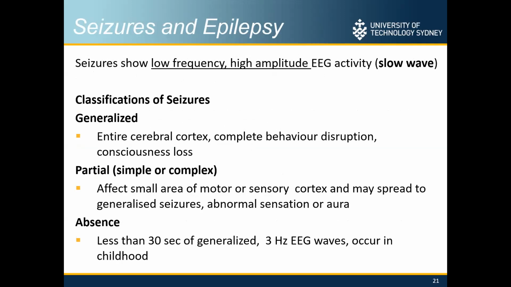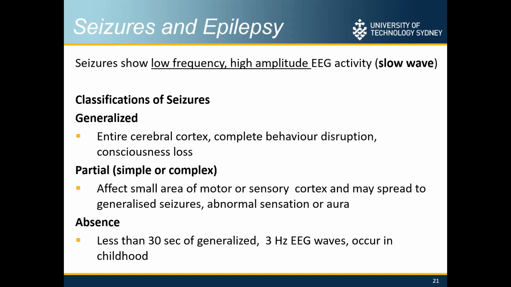So when you're looking at seizure activity in the brain, one of the things that you notice is that it shows an EEG trace with low frequency and high amplitude. Okay, so it tends to be associated with slow waves. And seizures can be classified into three main parts. So you've got the generalized seizure, which affects the entire cerebral cortex. And you have a complete behavioral disruption because it covers the entire cortex. It tends to be associated with a loss of consciousness as well.